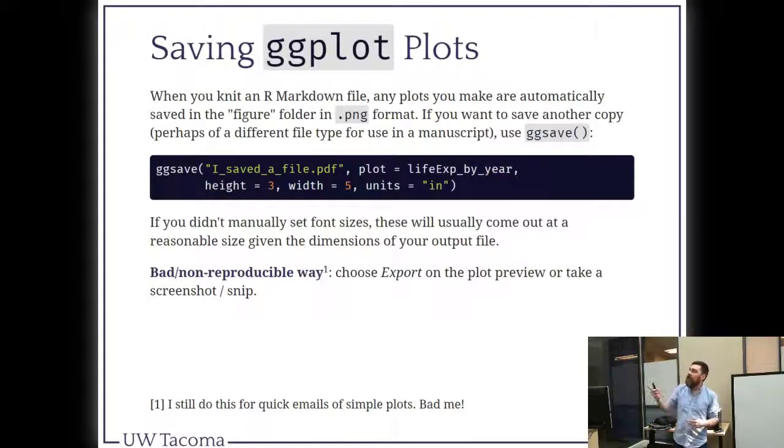Yeah, and you'll notice here, I just said I saved a file.pdf. It reads whatever file extension you put there and saves the file as that. You put PDF, it saves a PDF. If I put PNG, it saves a PNG file. If I put JPEG, it'll save a JPEG file. It has a certain number of ones it can do. I think it'll even do some odd ones like TIFF files. Sometimes you have a journal that's still living in 1985 and they're like, I only accept TIFF files or something like that. You can save them. I like SVG files. I save SVGs a lot.